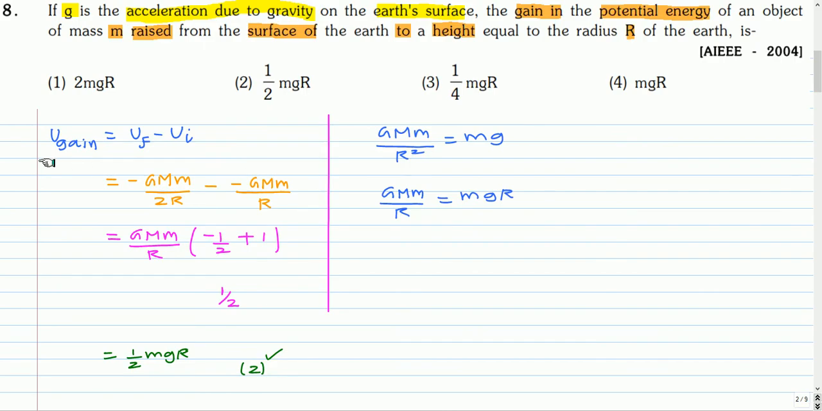So the gain in potential energy is the final potential energy minus the initial potential energy. The potential energy due to gravity is GMm by the distance. The final distance is 2R and the initial distance is R. So simplifying, we get the gain as GMm by R into half. The force on the mass m on the Earth's surface is GMm by R square, that is equal to m into the acceleration due to gravity, that is g. From this we get GMm by R as mgR. So using that we get the gain in gravitational potential energy as half mgR. So the correct option is option 2.